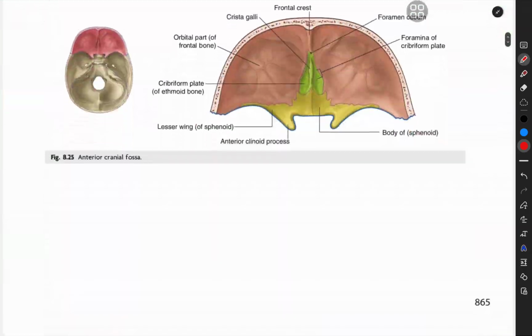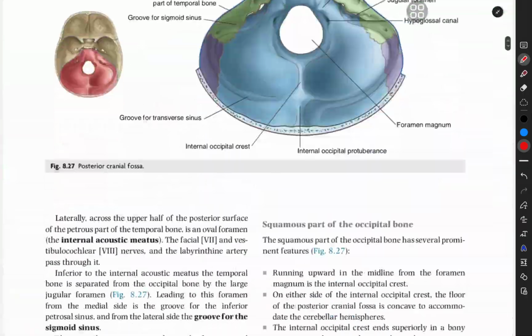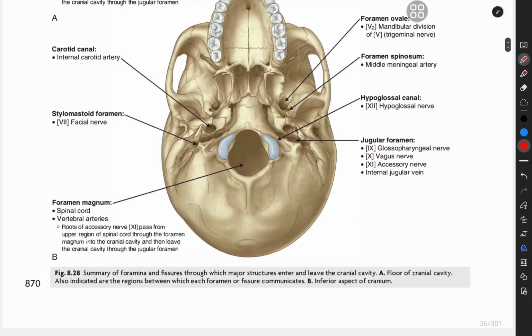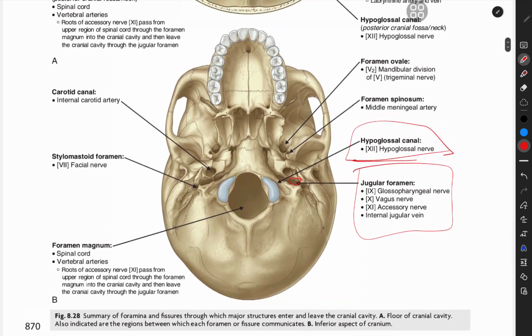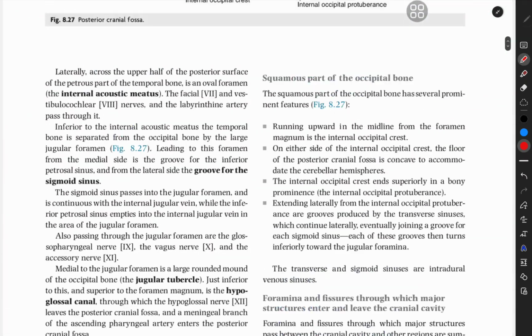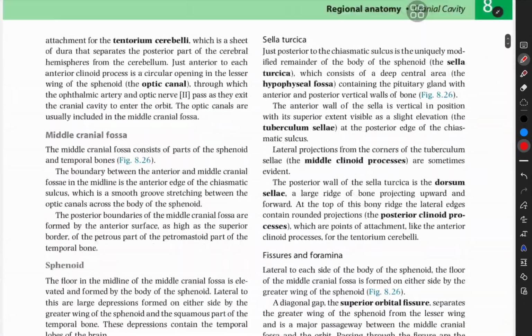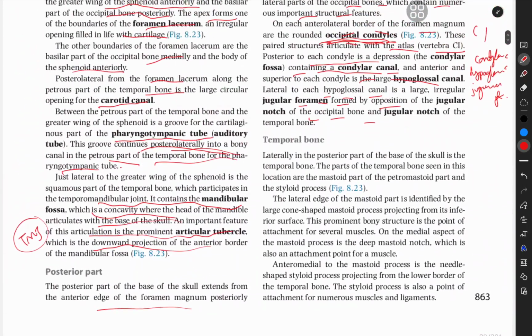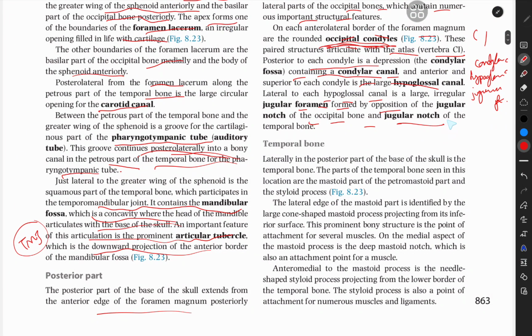Okay, this is the jugular foramen here, hypoglossal canal here. Jugular notch we've seen, jugular foramen we've seen, hypoglossal canal we've seen, condylar fossa, condyle.